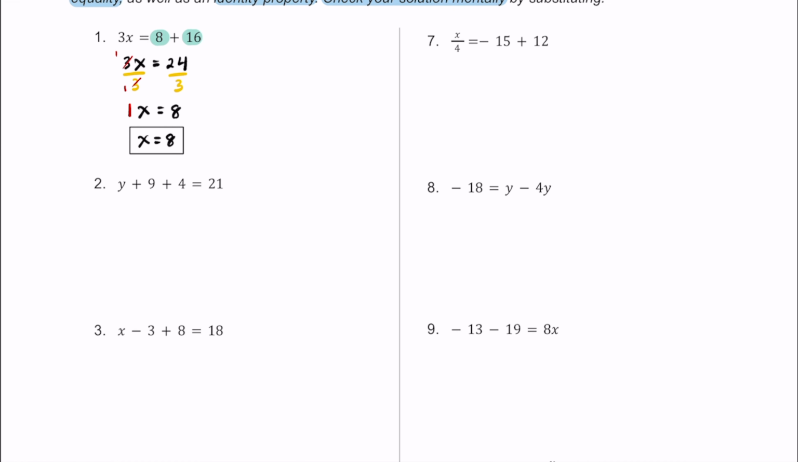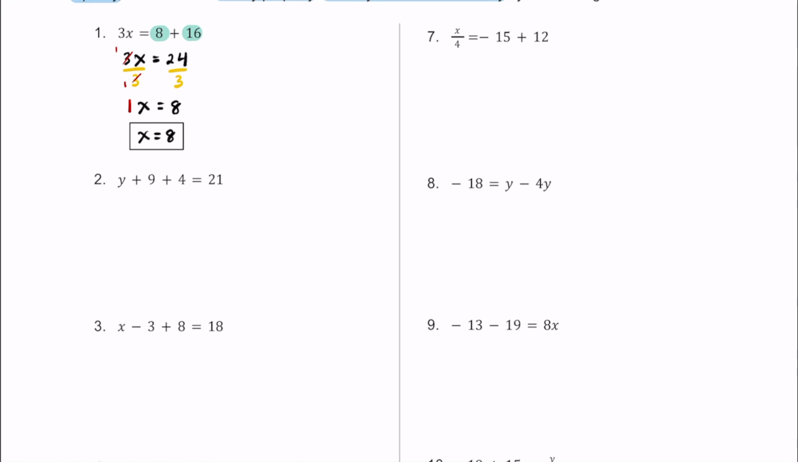All right, let's check out number 2. For number 2, we have y plus 9 plus 4 is equal to 21. We can see on the left side of the equation, we have like terms of a positive 9 and a positive 4. We can combine those like terms. 9 plus 4 is 13. So we're going to write a one-step equation of y plus 13 is equal to 21.